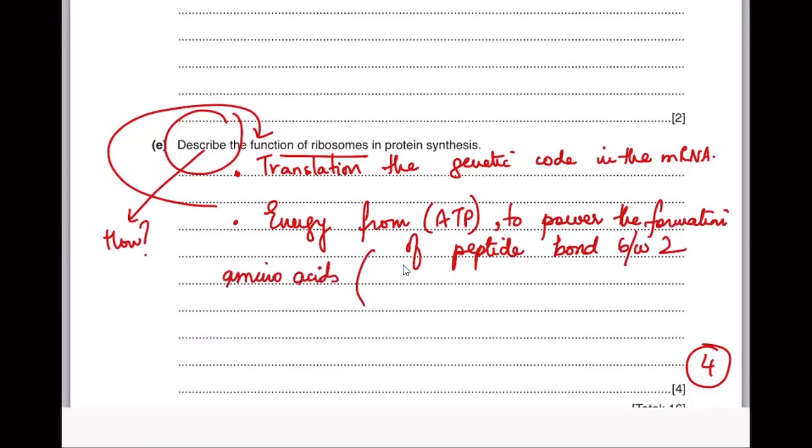In order to form a polypeptide chain, we need peptide bond formation between two amino acids, and this happens through the action of the enzyme peptidyl transferase.